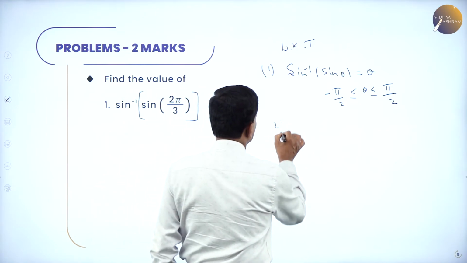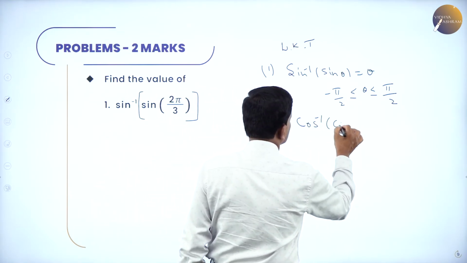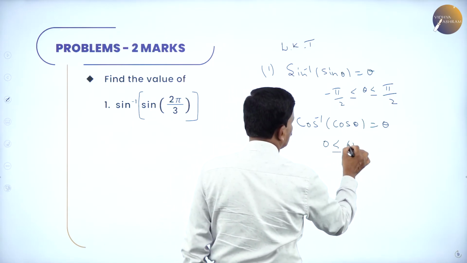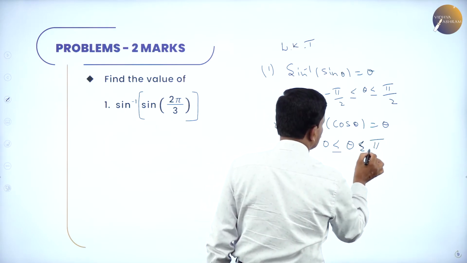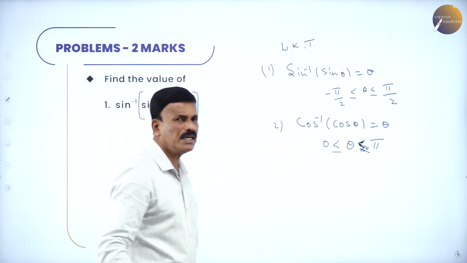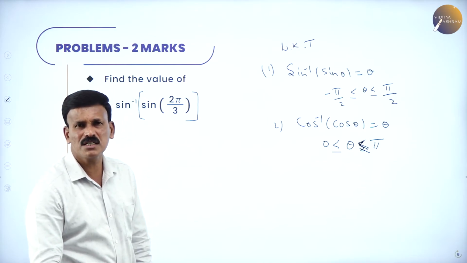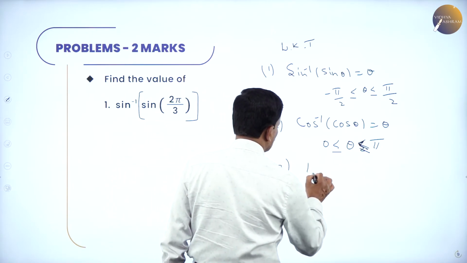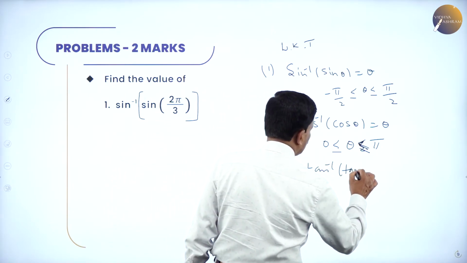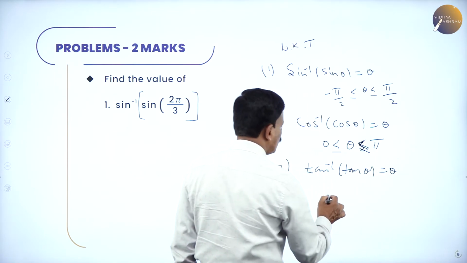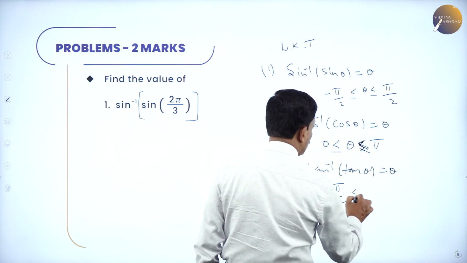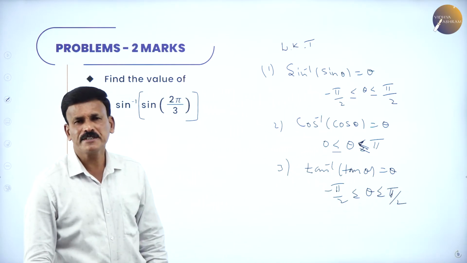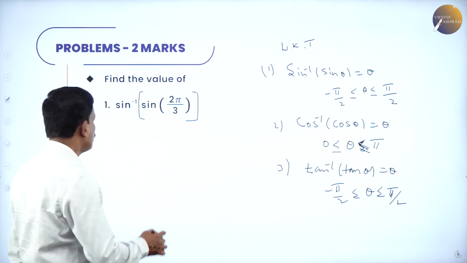Now the second property: cos inverse of cos theta is always equal to theta if 0 is less than or equal to theta less than or equal to pi. So that means in between 0 to pi, cos inverse of cos theta is equal to theta. Up to 180 degrees is the range. And the tan inverse of tan theta is always equal to theta where minus pi by 2 is less than or equal to theta less than or equal to plus pi by 2. Okay. Now let us come to this problem. What is the problem given?